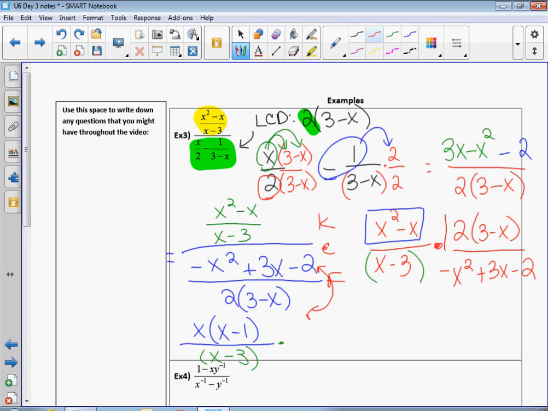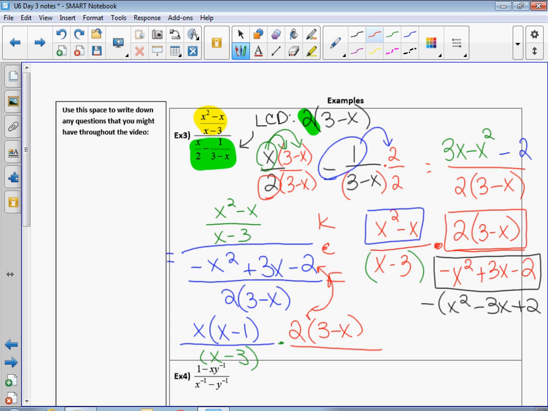Then we have our numerator 2 times 3 minus x, that's fine as well. Our denominator, we need to factor this. So let me take out first a negative, leaving us with x squared minus 3x plus 2. So I divided each term by negative 1, pulling that out to the front. And now I want to think of two numbers that multiply to make 2 and add to make negative 3. My negative is still out in front, but those two numbers are negative 2 and negative 1.